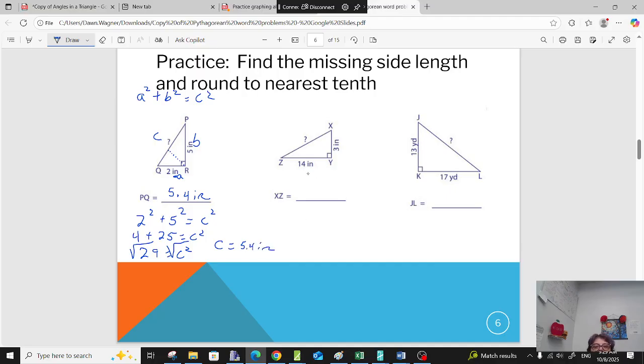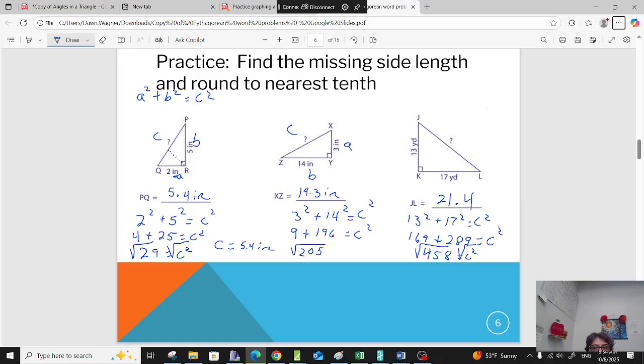Okay. So you all at your tables go ahead and try to do X, Z, and JL. While they're doing that, if anybody has not seen their test and wants to see their test, you can. Okay, so if you did the two problems correctly, you should have got 14.3 inches, 21.4 yards. Correct? Yes, ma'am. We feeling good?